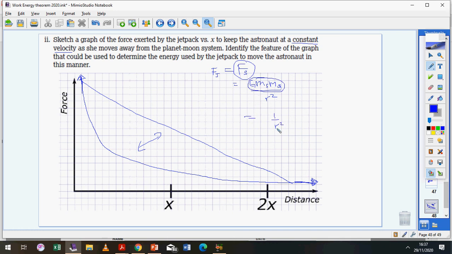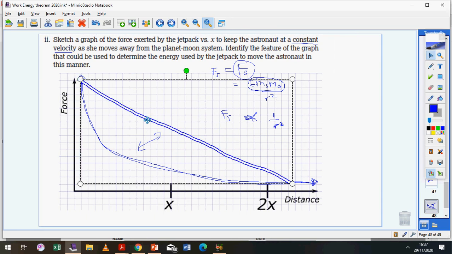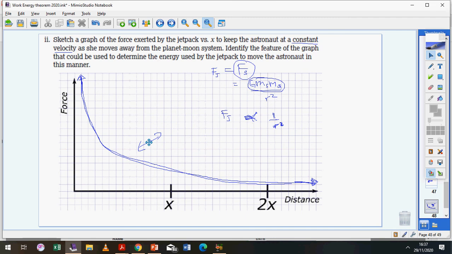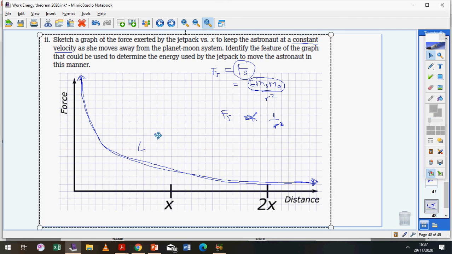So the force exerted by the jetpack is going to be proportional to 1 over R squared. And you know that a graph of 1 over R squared looks more like the bottom curved shape. So that's how you can discard that shape and stick with the first one.